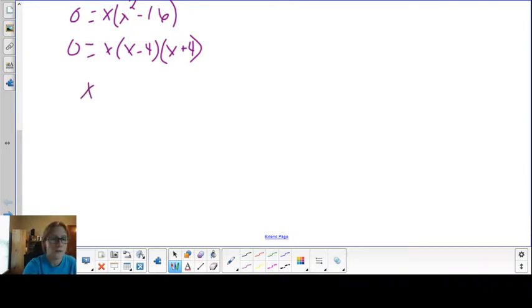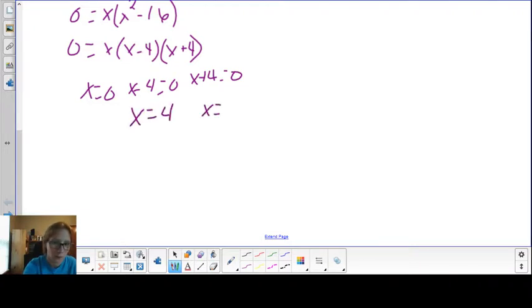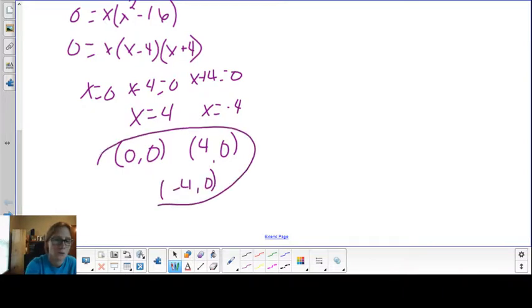So I have x is 0, I have x minus 4 is 0, and I have x plus 4 is 0. So I get the coordinate points 0, 0. Oops, I missed a step. Sorry about that, guys. I have x is equal to 4 here, and I have x is equal to negative 4 here. So I have the coordinate points 0, 0, 4, 0, and negative 4, 0. So those are my x-intercepts.